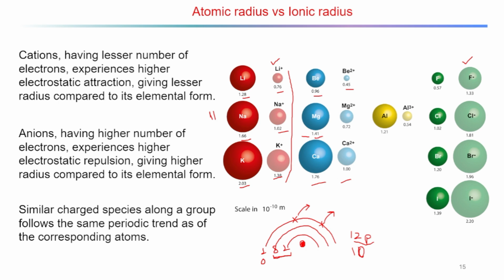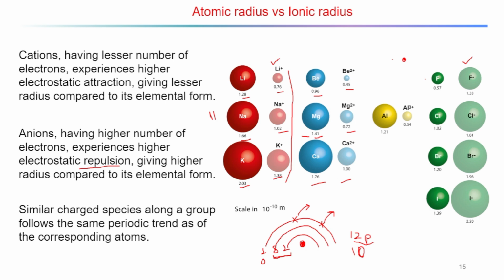Magnesium is 1.45 picometer and Mg2+ is only 0.72 picometer. But in case of anions, let's see the case of anions. Anions having a higher number of electrons experience higher electrostatic repulsion. See, in case of fluorine, I will draw here.